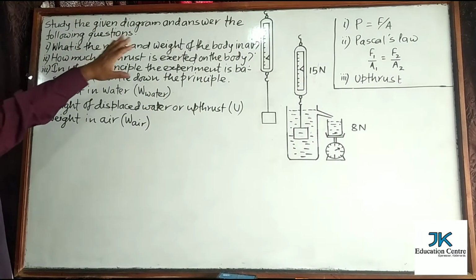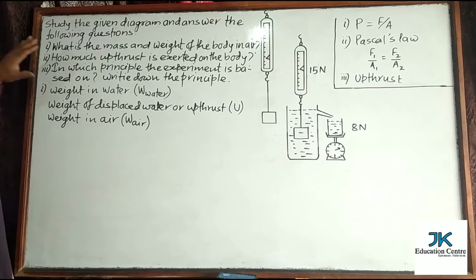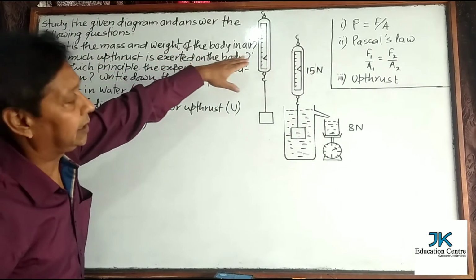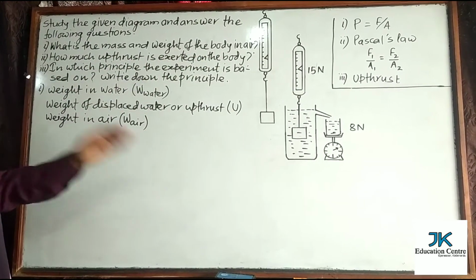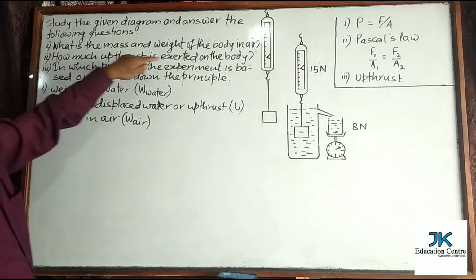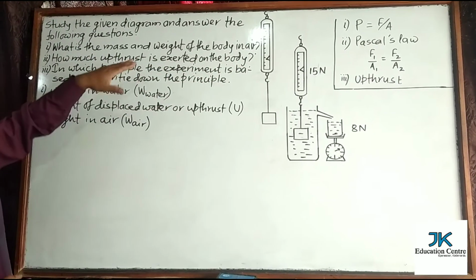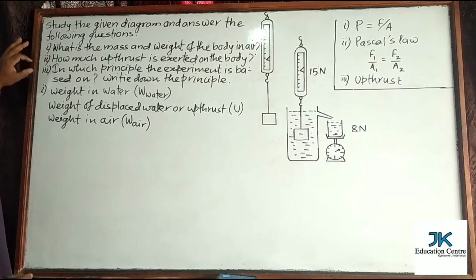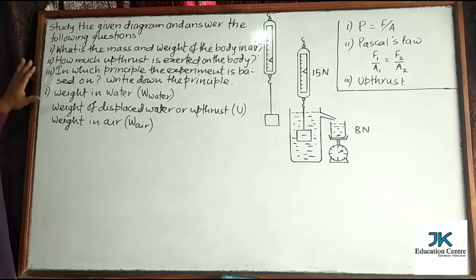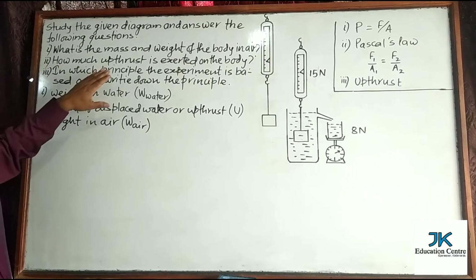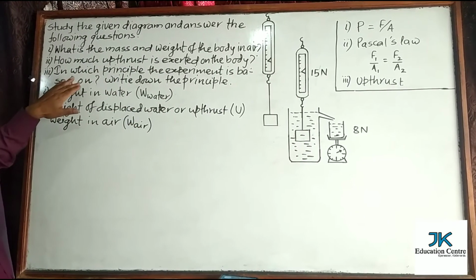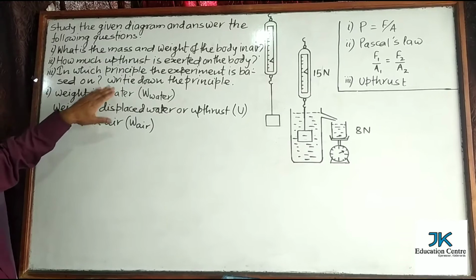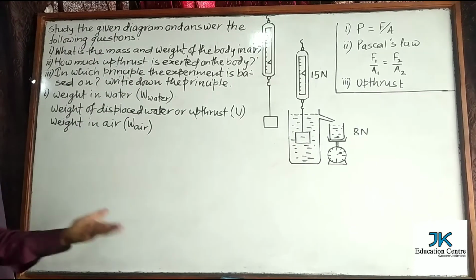Now the question is not completed. Look at this, number 1. What is the mass and weight of the body in air? This we are going to solve. Number 2. How much upthrust is exerted on the body? This we are going to write something. This is not only numerical, some theoretical part is also connected. Number 3. On which principle is the experiment based? We have to write down and state the principle.